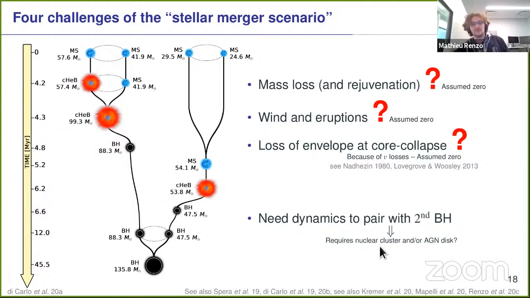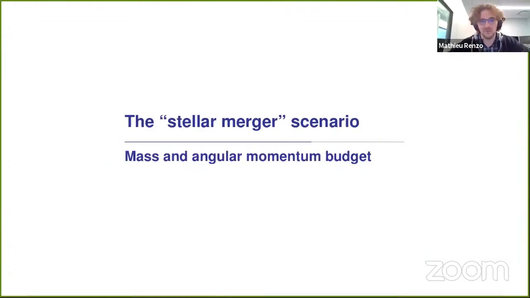So what I try to do here is to follow the assumptions of this scenario and make a model of this merger star to study its evolution. And I will try to go one by one through these assumptions here. And the first problem is the mass and angular momentum budget.